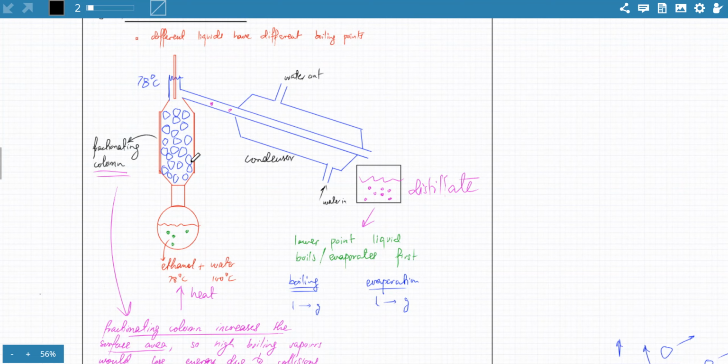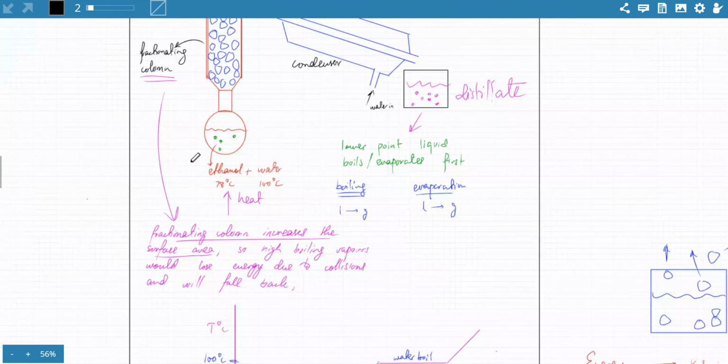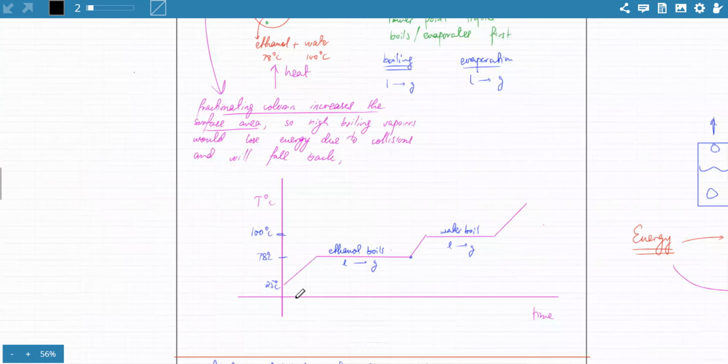Because if any water molecules come, they can hit the fractionating column and go back. The fractionating column increases the surface area. There are lots of glass beads. So high boiling point vapors, which shouldn't form, I mean, water should not evaporate at 78, but we know that water would slightly evaporate because water evaporates at any temperature. Those particles would lose energy due to collisions and fall back and condense.